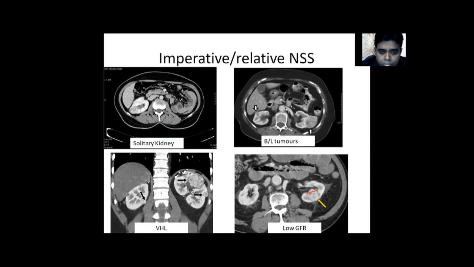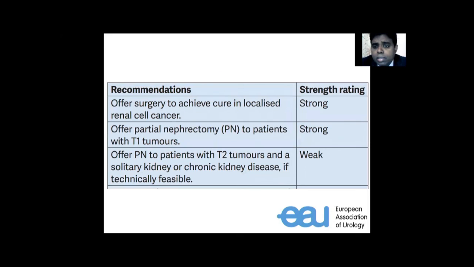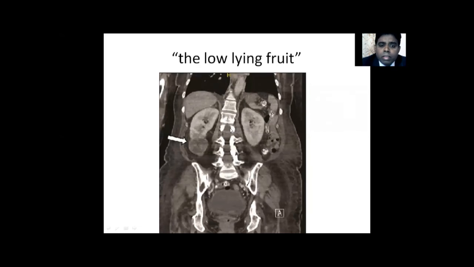Now, what the EAU guideline says is offer partial nephrectomy to patients with T1 tumor. That's a strong recommendation. And they say, even with some T2 tumors, if technically feasible, go for a partial nephrectomy. That's a weak recommendation. There, you might get larger tumors like T1B or T2, lying in the lower pole, where easily you can go for a partial nephrectomy. So partial nephrectomy is not only for a T1A or small renal mass; we can go for a T1B and rarely some T2 tumors.